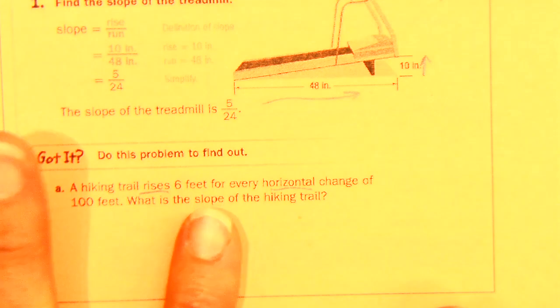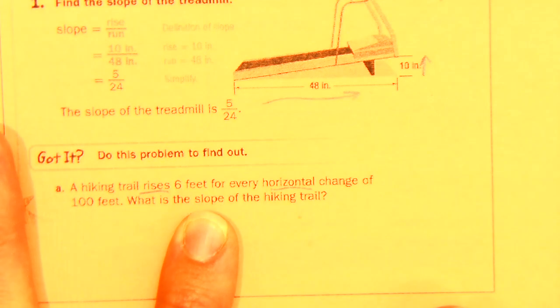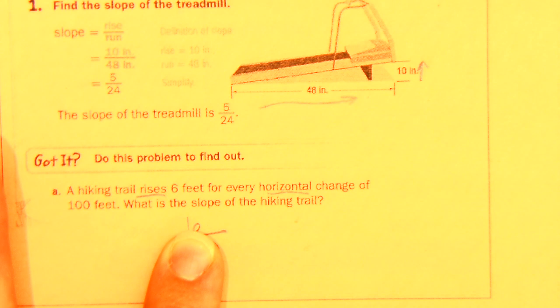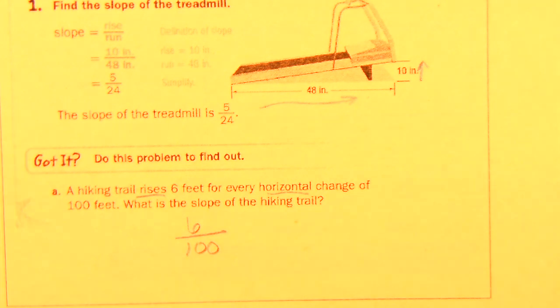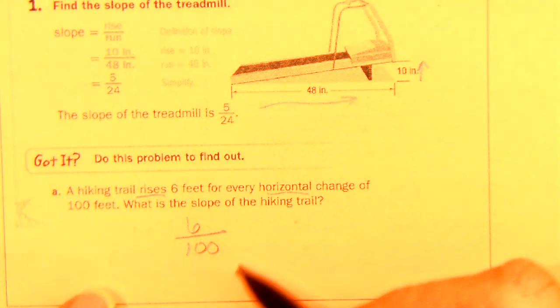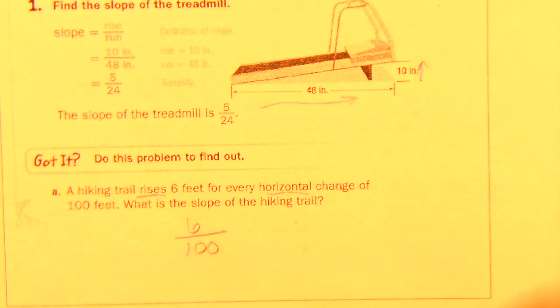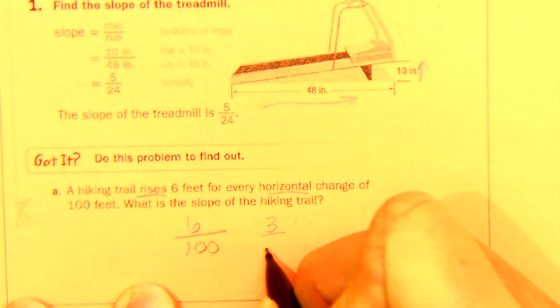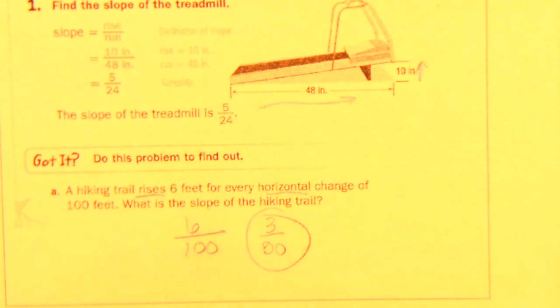Down here on this example problem, try and cover it up so you guys can't see it right away. There's no picture, but if we read carefully, it says a hiking trail rises 6 feet for every horizontal change of 100 feet. What is the slope? Well, the rise is 6, and the horizontal change, the run, is 100. And when we're dealing with fractions, again, always reduce. So we can divide both of those numbers by 2, and we're going to get 3 over 50, and that is all we can do. It is reduced all the way down.